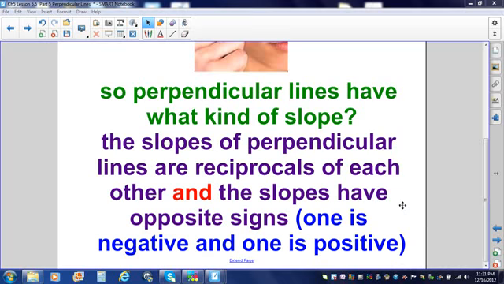We also said in our last podcast, the slopes of perpendicular lines are reciprocals of each other, and the slopes have opposite signs. One slope is going to be negative, the other slope is going to be positive.